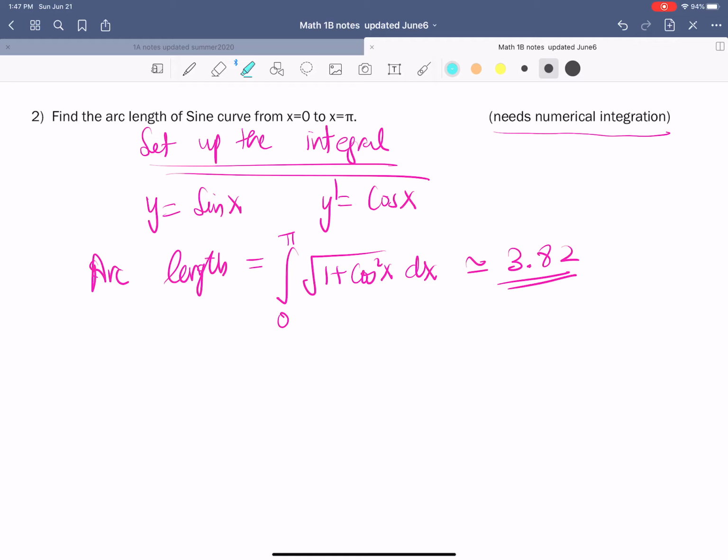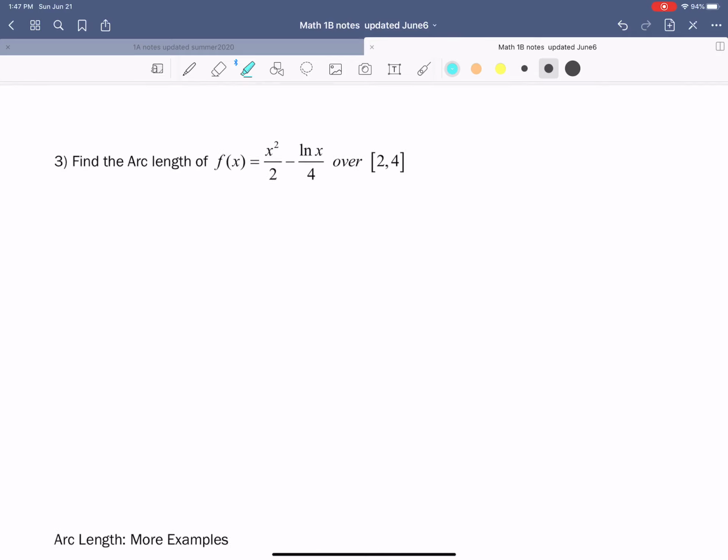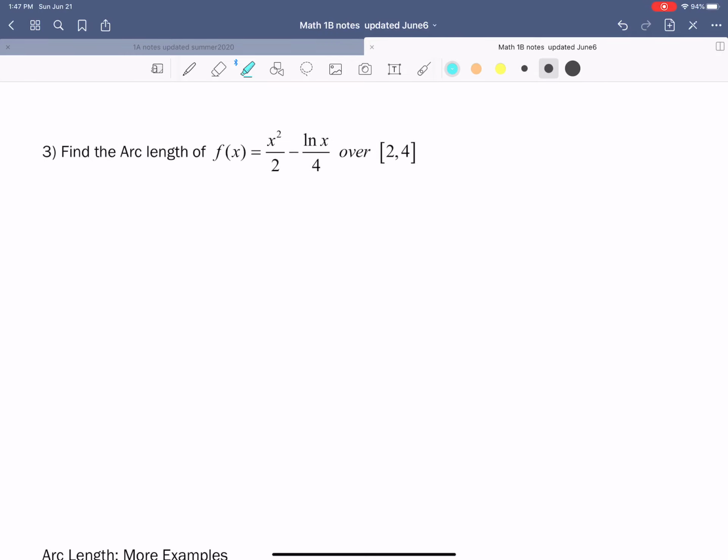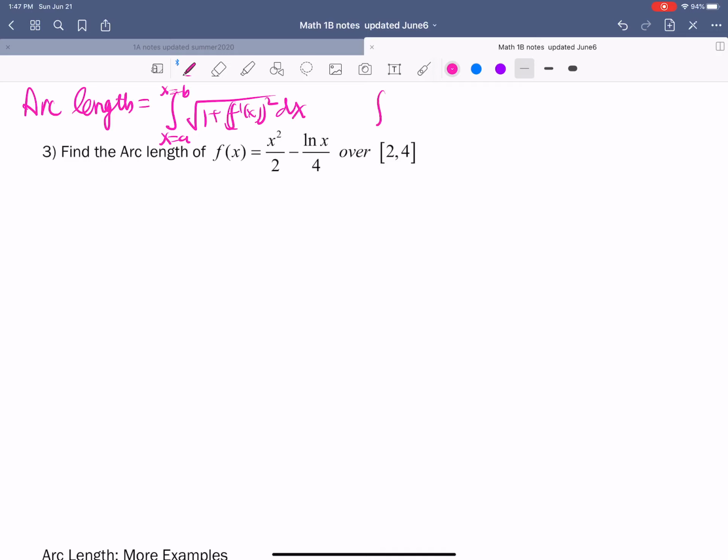Okay, next example. Find the arc length of this curve, f of x equals x squared over 2 minus natural log of x over 4, over 0 to 2. Really quick, I'm writing the arc length formula with every single problem so that you remember what arc length is equal to: from x equals a to x equals b, the square root of 1 plus f prime of x squared dx. Okay, so f of x is given to me. f of x is x squared over 2 minus natural log of x over 4.